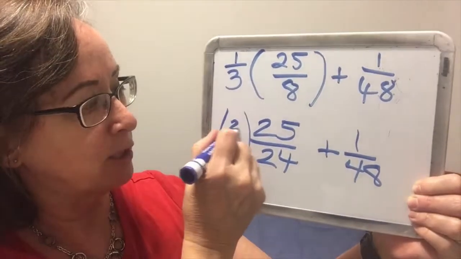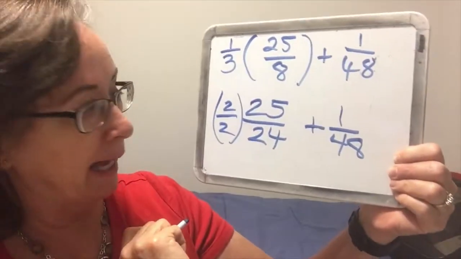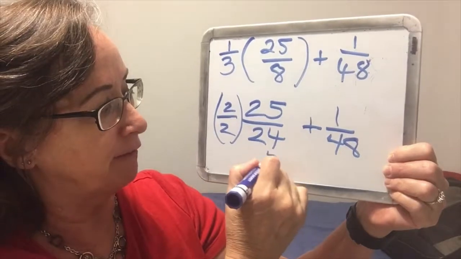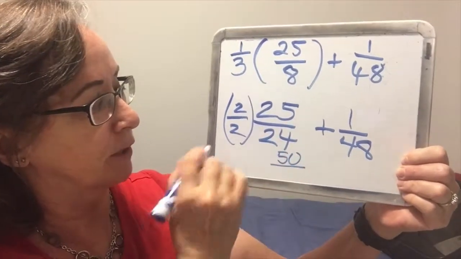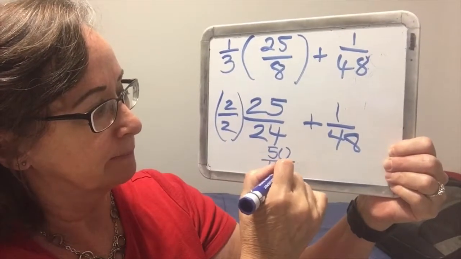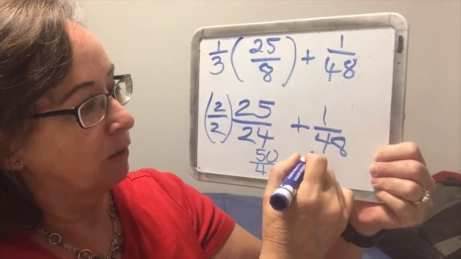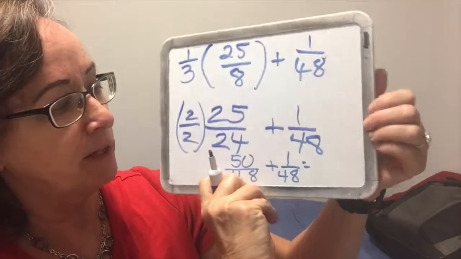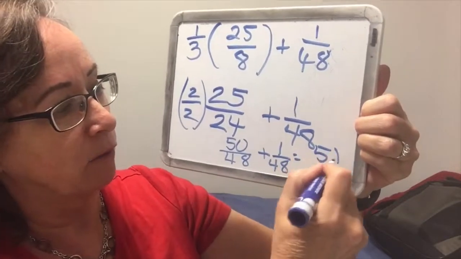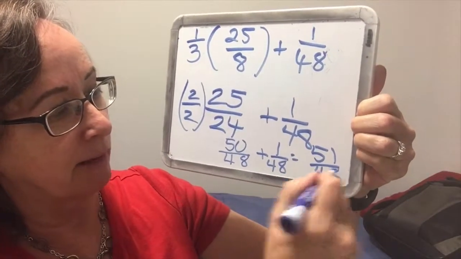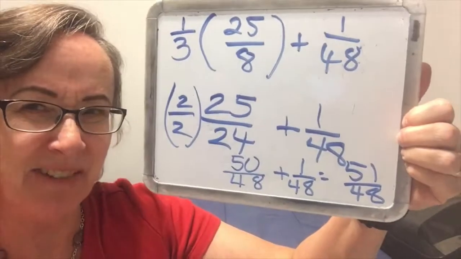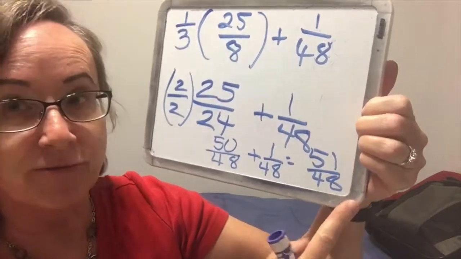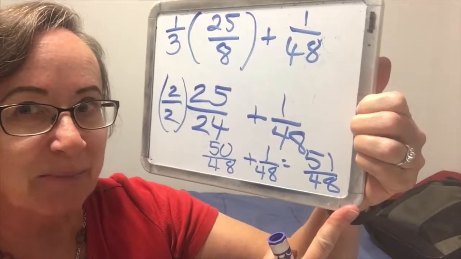I'm going to multiply by 2 over 2. Okay, so that's going to give me a 50 on the top, 50 over 48 plus 1 over 48 is 51 over 48. Okay, so then I look and say, can I simplify that? And I can, because 51 and 48 are both divisible by 3.